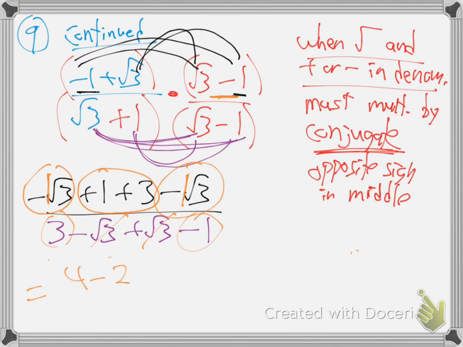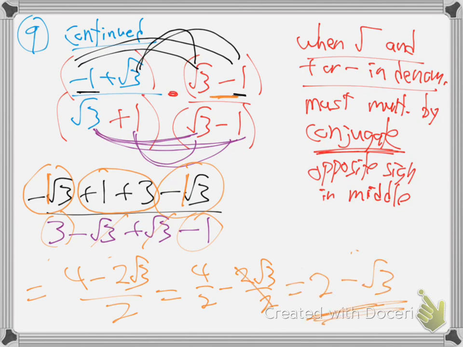It's 4 minus 2 root 3. What do you do then? You can do them both though. Both is fine. Or you could just break it up over a common denominator. You know what I mean? It's just 4 over 2 minus 2 root 3 over 2. Then these cancel. 2 goes into 4 2 times. There's our answer finally. 2 minus root 3.